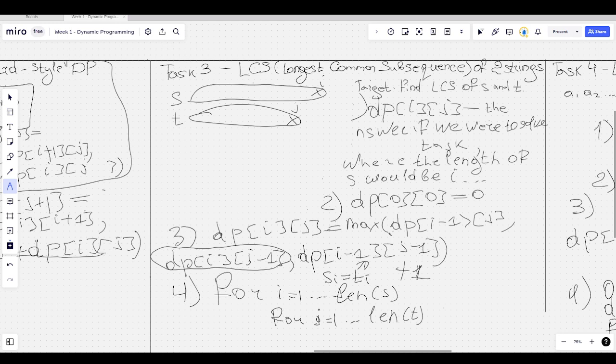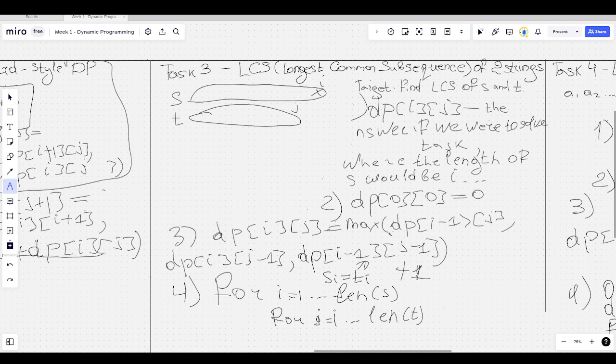Minus 1. And the third way, if we added both characters, we just put the previous dp answer and increment it if these characters are equal. Okay.